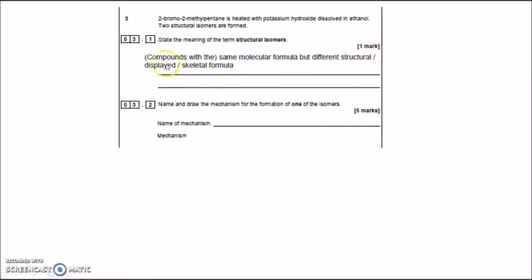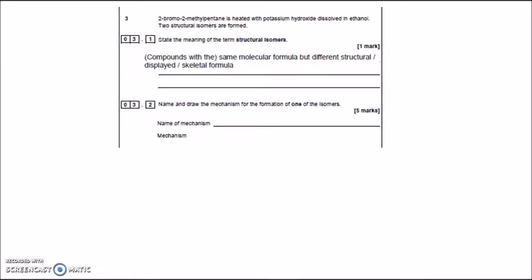Instead of the word structural, you could replace structural with the word displayed or skeletal, but it's most common to say it's a compound or a substance with the same molecular formula but different structural formula. So what would be an example of that? Well, there's 3 kinds of structural isomers. There's something called a chain isomer, there's something called a position isomer, and there's something called a functional group isomer.